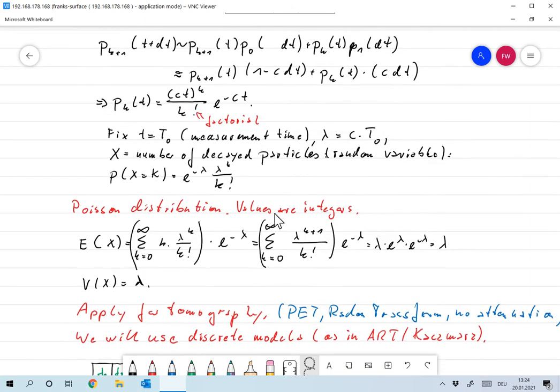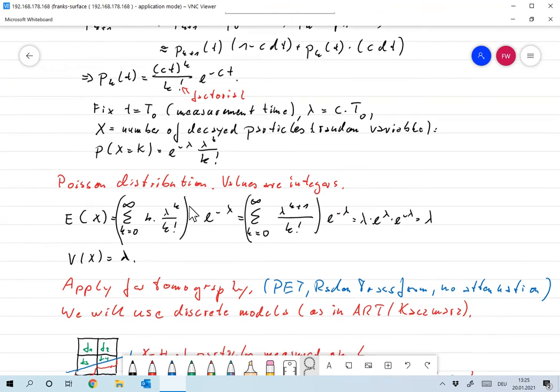Now this is what is usually called the Poisson distribution, and I'm quite sure you're more familiar with that than I am. Obviously, the random variable can only assume natural number values, because we only have an integer number of decays. And just out of curiosity, let's compute the expected value of that variable.